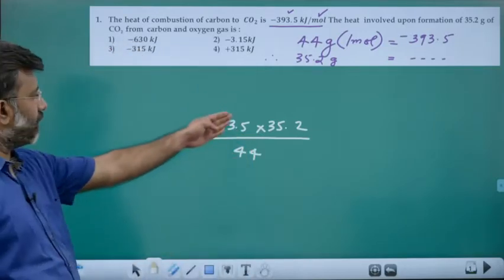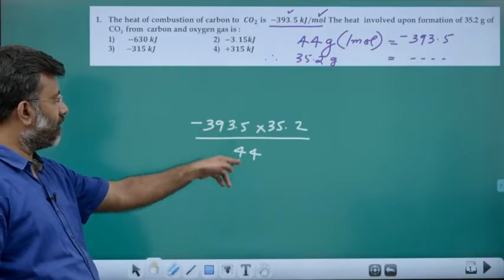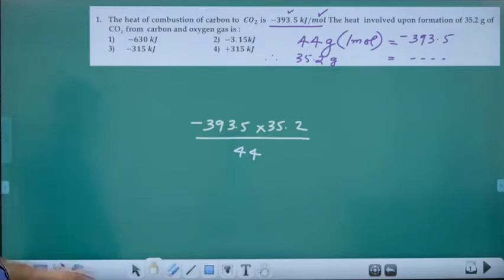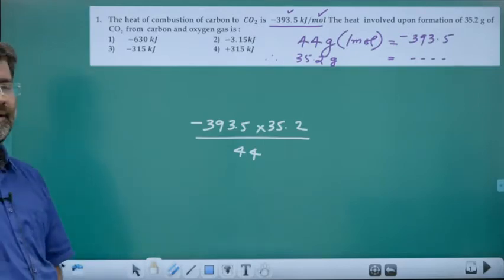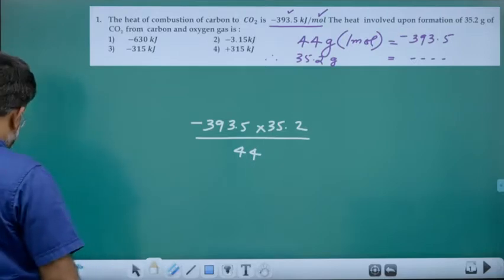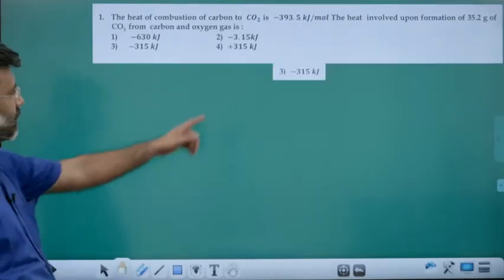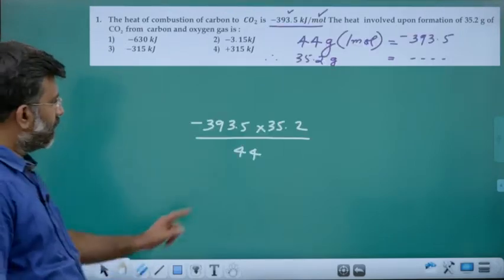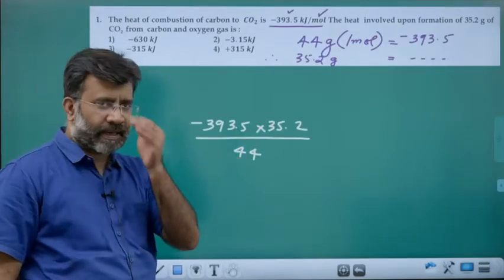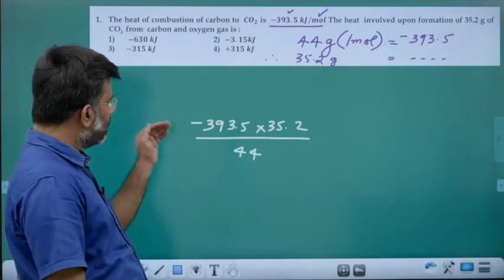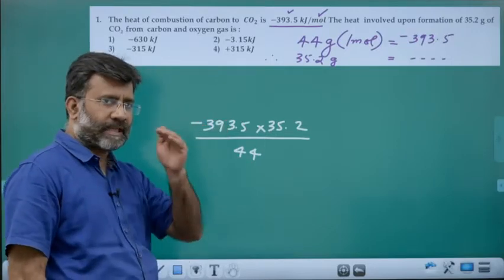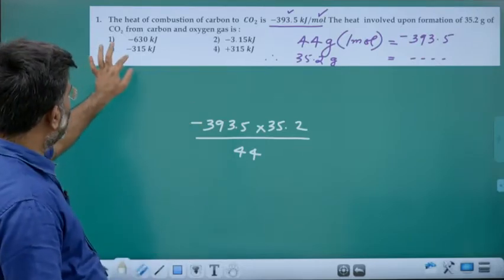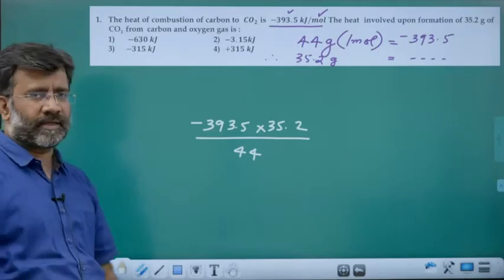It will be very easy to see that 35 by 44 is less than 1. So this will be slightly less than that figure. So it will be minus 315. Option 3 should be the answer, minus 315. No need of any calculation. 35 by 44 is slightly less than 1. So when you multiply minus 393.5 with a number slightly less than 1, it means slightly less than this figure. So only one choice available, option 3.